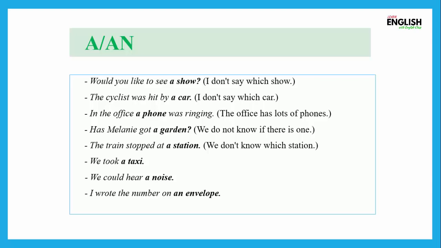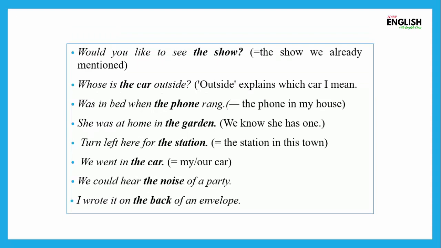The train stopped at the station. We don't know which station. We took a taxi. The same example. We could hear a noise. I wrote the number on an envelope. Would you like to see the show? Here I use the because the show was already mentioned. Whose is the car outside? Outside explains which car I mean.